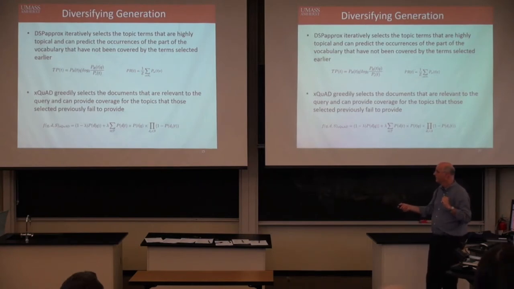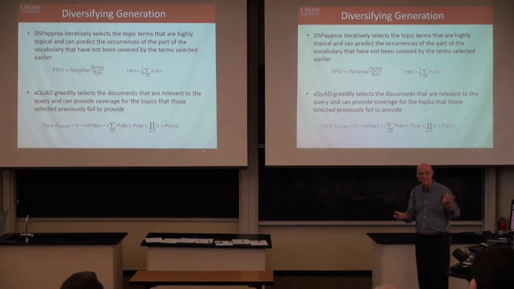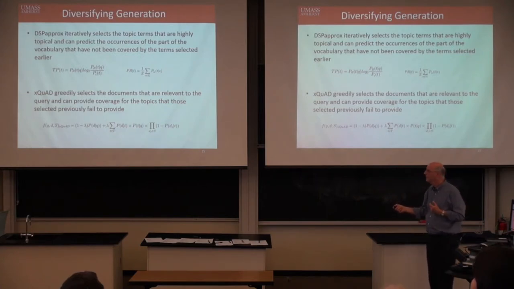That's the part that's measuring what hasn't been covered before. This part is trying to look at what's the highest ranked document for that topic. Okay? So you're selecting highly ranked documents, but discounting by the topics that you've already seen. So that's the xQuAD framework.